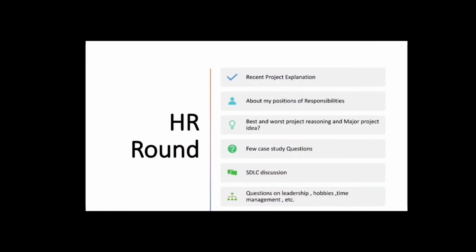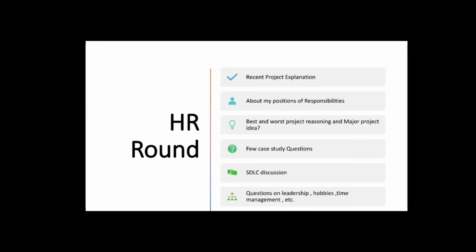The first question was about my recent project, and a detailed discussion about it went on. He asked me in-depth questions about the constraints, and a few test cases or examples where I cannot use this project or where this project is limited. Then the next question was about my positions of responsibilities, and he asked me to detail the procedure in which I took these responsibilities, how I am working, and about pressure situations while taking up these responsibilities. Then he asked me about the best and worst project reasoning and about my major project idea.